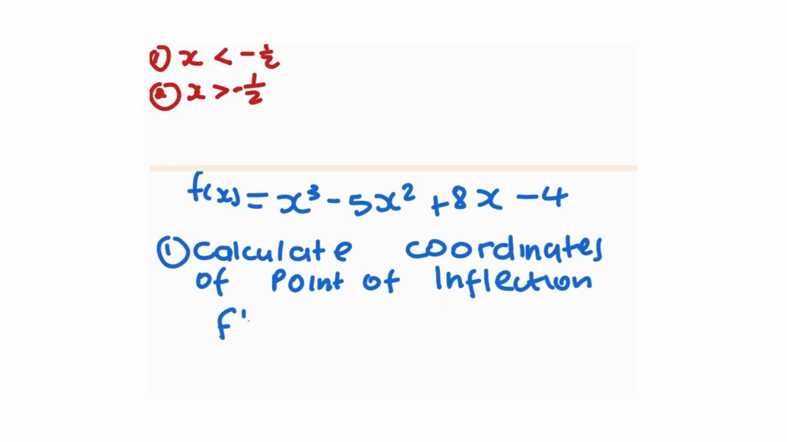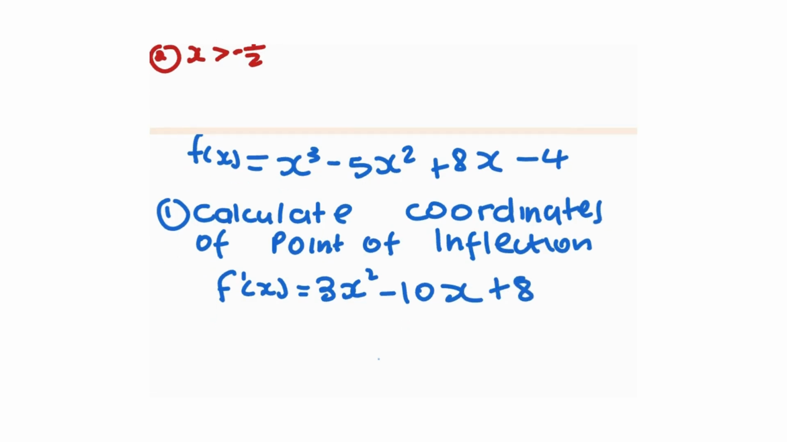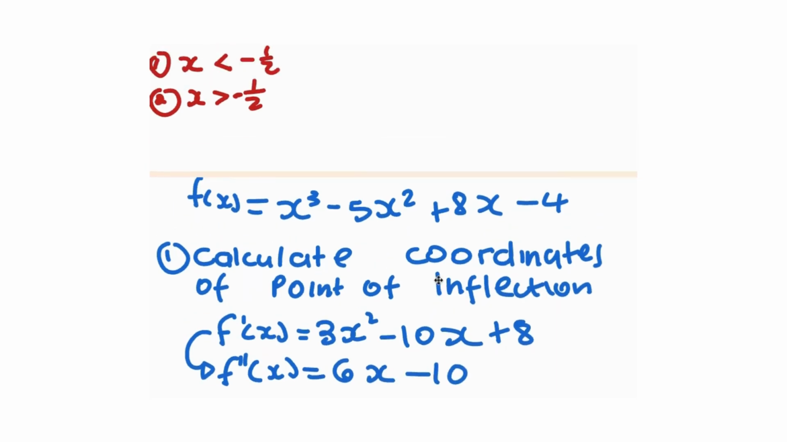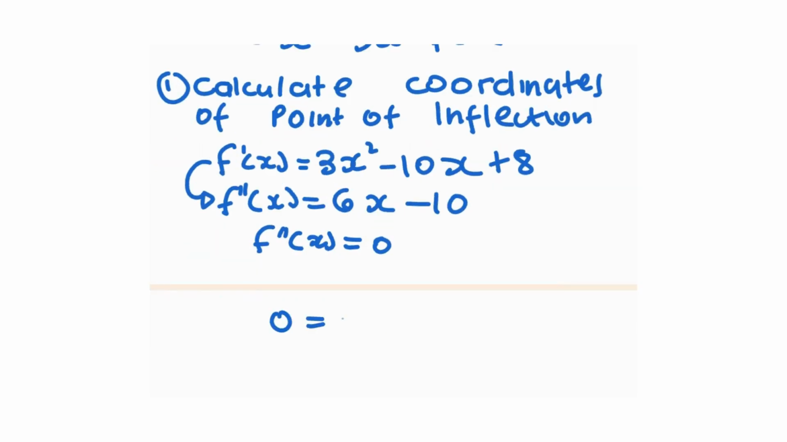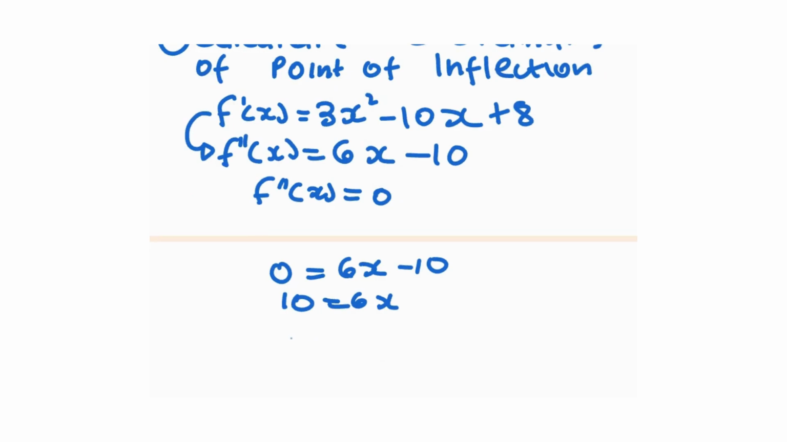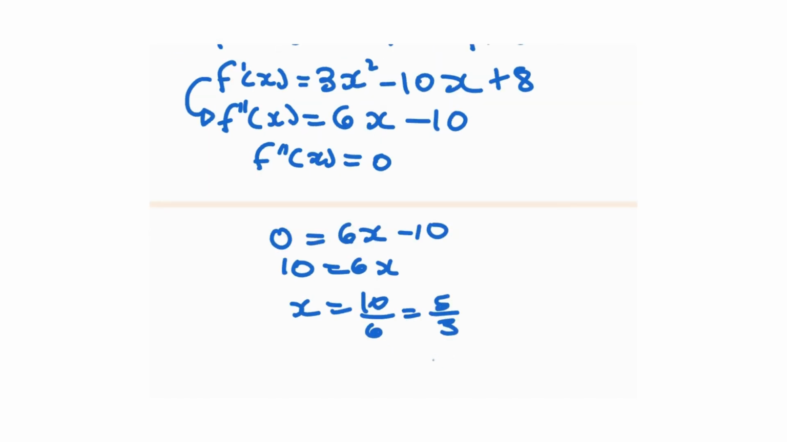So the first thing that we do, we will first derive the original graph. That will be 3x squared minus 10x plus 8. And then remember we said for the point of inflection, we work with the second derivative. I'm going to derive that now. So that's going to be 6x minus 10. And then once we have derived that, we say at the point of inflection, f''(x) is equal to 0. So we have 0 is equal to 6x minus 10. So 10 would be 6x. Therefore, x is going to be 10 over 6, which is 5 over 3. So now we have calculated the x value.